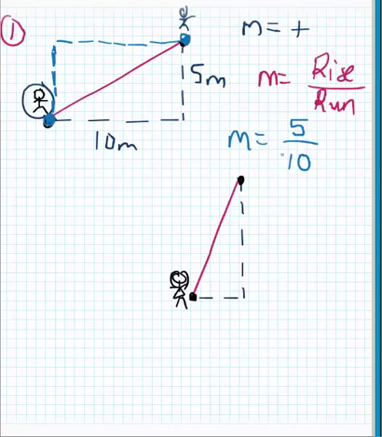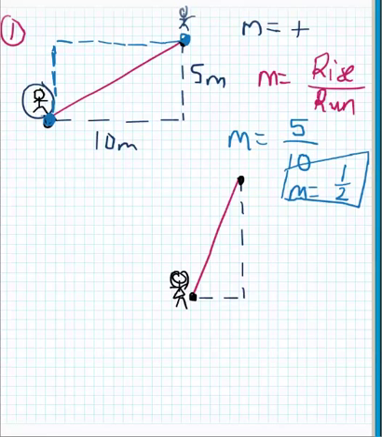Now, simplify this 5 over 10. If we simplify it, our gradient will be a half, or 0.5. And that's it. We have calculated our gradient. It's a positive half. Now, is half a huge number? No, half is quite close to 0. So that's telling us the steepness of this line, the gradient isn't very steep. Now, we'll compare this gradient to this one down here and see which one is steeper.